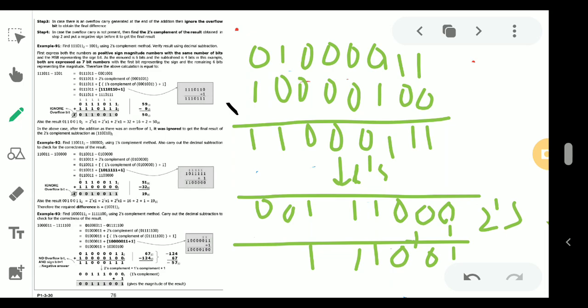Okay, but what you have to do? We have to give a negative sign over it to get the final answer. So this is how we can again do the 2's complement subtraction. I hope 1's complement and 2's complement subtraction rules are clear to you.